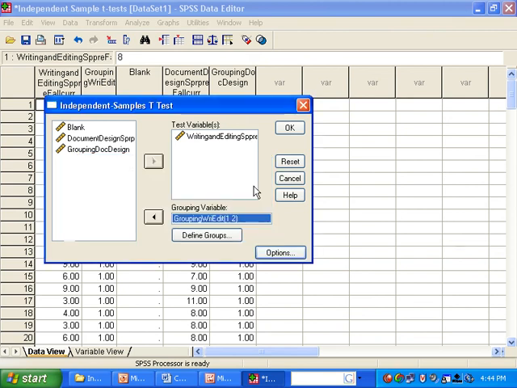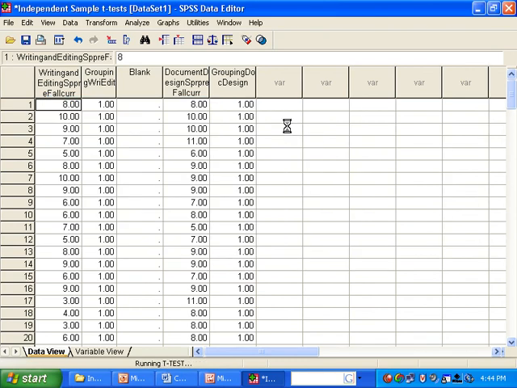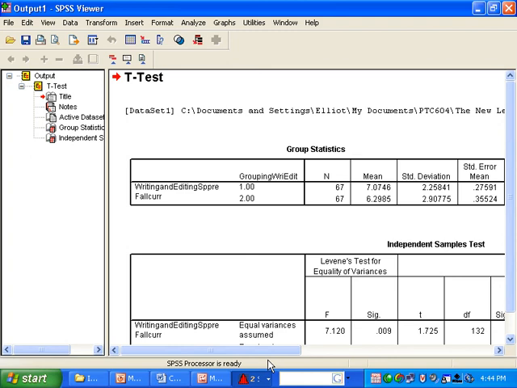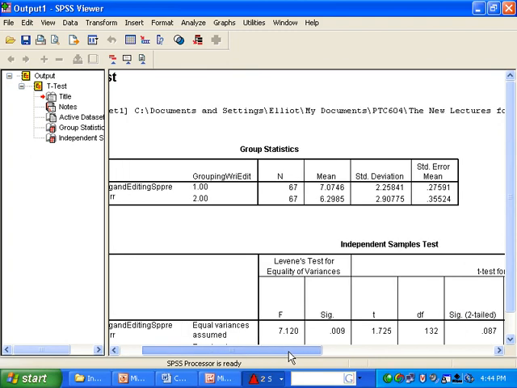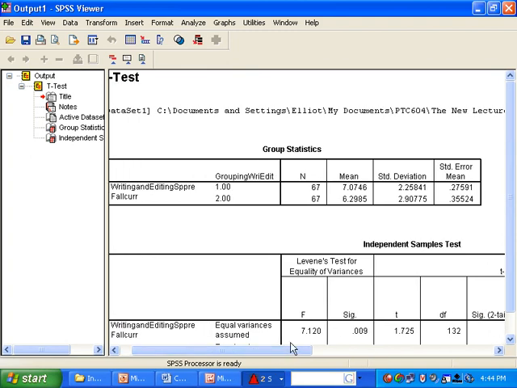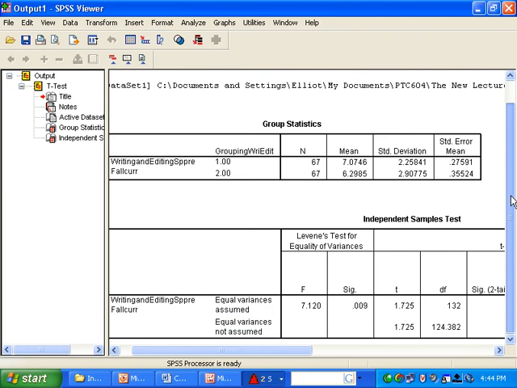We'll hit Continue, and we'll hit OK. And we'll notice here that on our 67 students, we had in the earliest spring semester a mean of 7.07, but that the scores actually decreased and went down in the fall to 6.29. So there is a decrease in scores. The independent sample t-test will tell us if these scores are significant or if they are not.